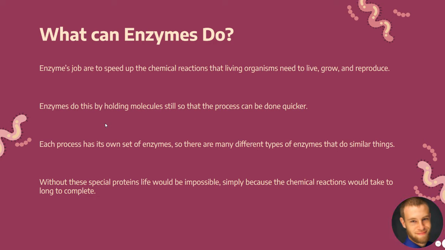Each process has its own set of enzymes, so there are so many different types of enzymes. Some of them do similar things, some of them do different things, but there are specific sets of enzymes for each reaction, and that's just because each reaction is different. So you need different enzymes that can help with each part.